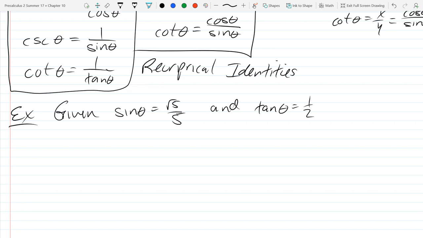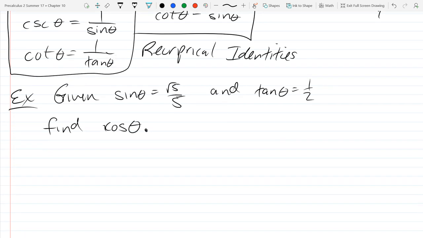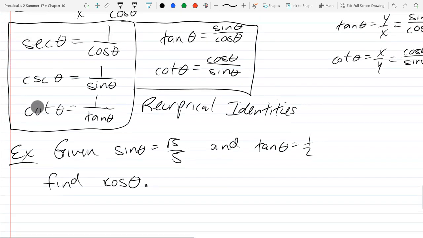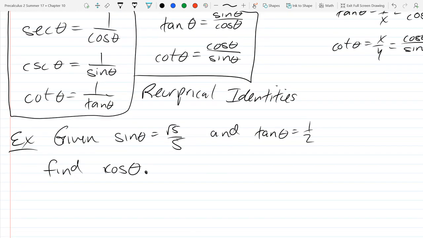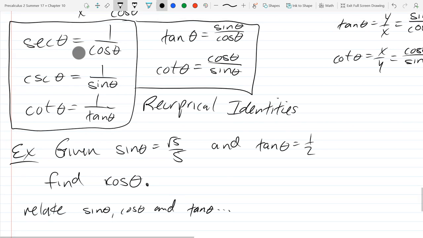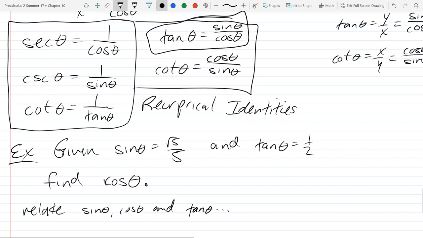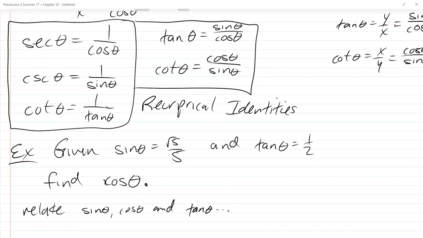So I want to find cosine theta. Notice I did not ask for theta. I want to know about cosine of theta. All right, so how in the world can I take sine, tangent, and cosine and group them together in an equation? Oh, look at this right here. That is how tangent relates to sine and cosine. All right, so let's copy that guy down. So this is what we know.